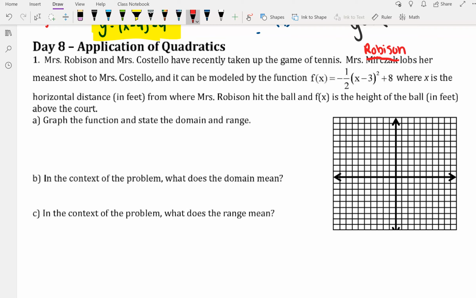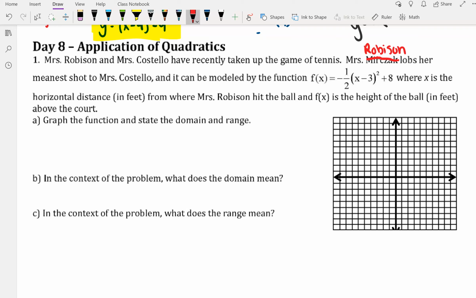Costello, and it can be modeled by the function f of x equals negative 1/2 times (x minus 3) squared plus 8, where x is the horizontal distance in feet from where Mrs. Robinson hit the ball, and f of x is the height of the ball in feet above the court. So we are basically just going to graph this function and use the graph to help us answer the questions.